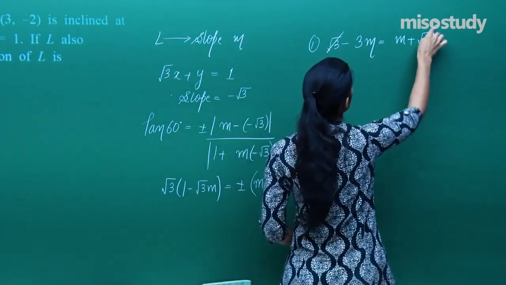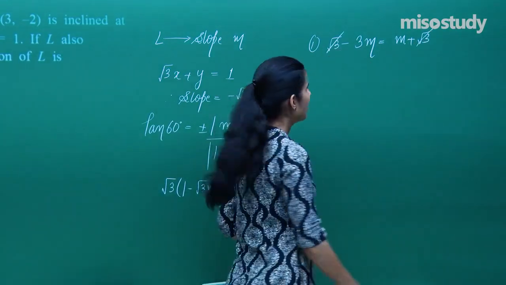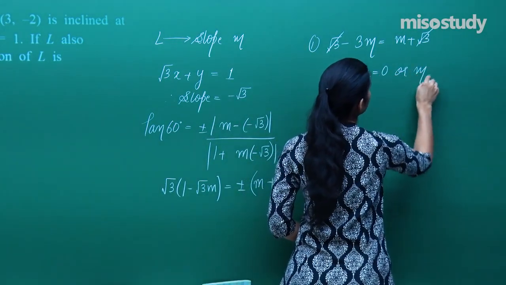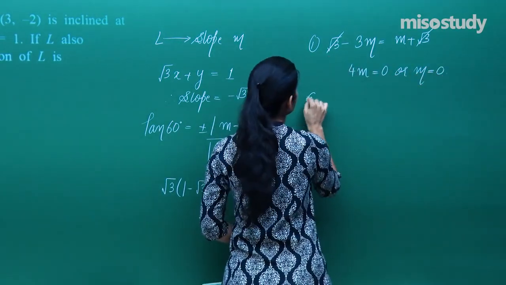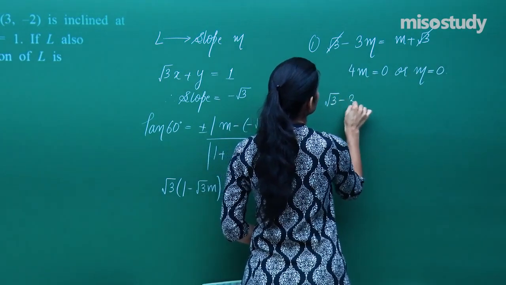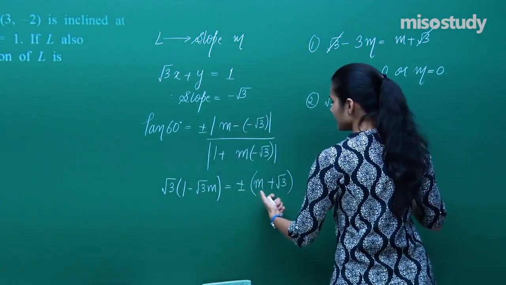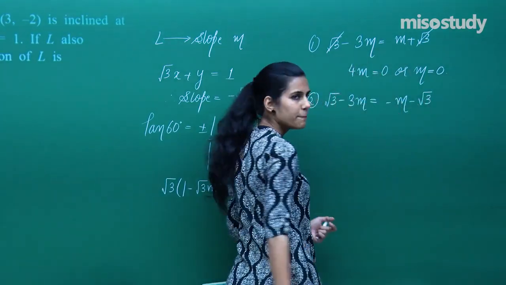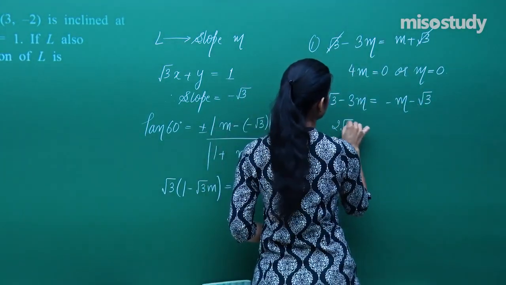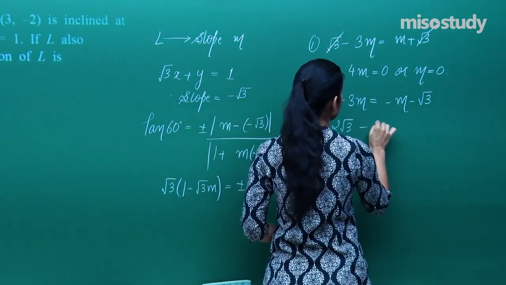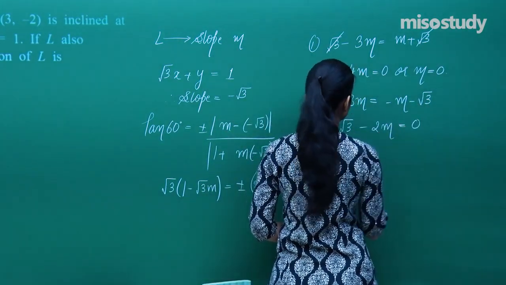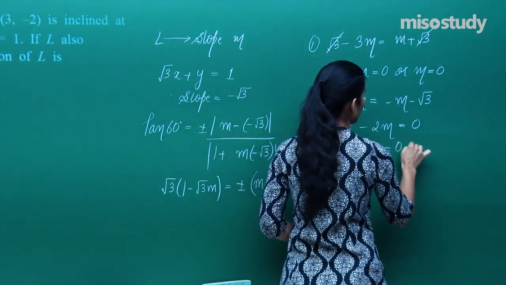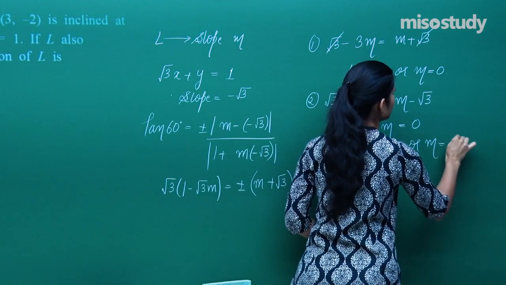So, from here the root 3 gets cancelled. You have 4m equals 0, or m equals 0. And the other case can be root 3 minus 3m equals minus m minus root 3. So, root 3 plus root 3 gives you 2 root 3, minus 3m plus m is minus 2m, equals 0. 2 is common, 2 is going to vanish, root 3 minus m is 0, or m is root 3.